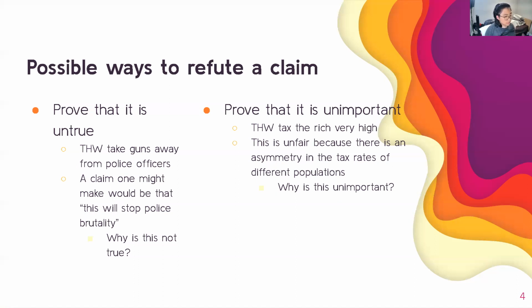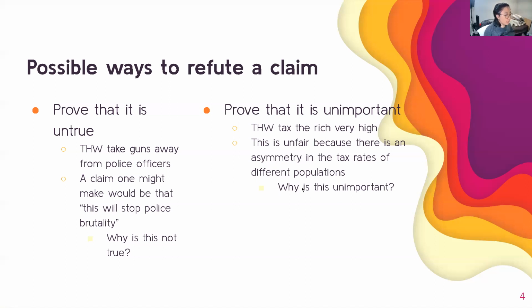But let's say the motion is this house will tax the rich very, very high. And someone says this is unfair because there's an asymmetry in the tax rates of different populations, i.e. they say, well, this is principally unfair because taxing rich people much higher than poor people is an example of an inequality in how you tax different population or demographic groups. So this is probably true. It probably is technically unfair that certain groups get taxed more than others on the basis of how much income they make. But you can probably frame this out by saying, well, even if this is true, this is still unimportant. And you can give reasons for that, right?